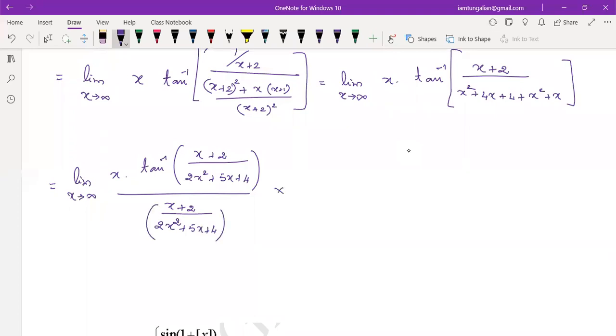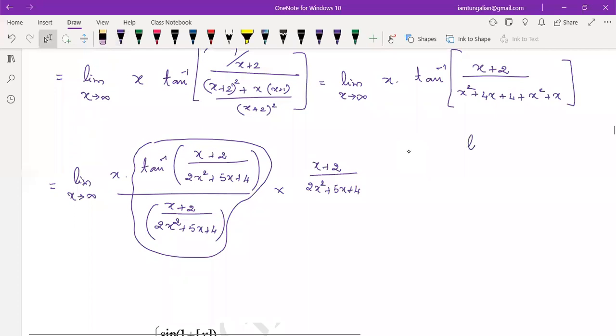Since I have divided, I have to multiply also: (x plus 2) divided by (2x square plus 5x plus 4). Now, as x tends to infinity, this much will become 1. How will it become 1?